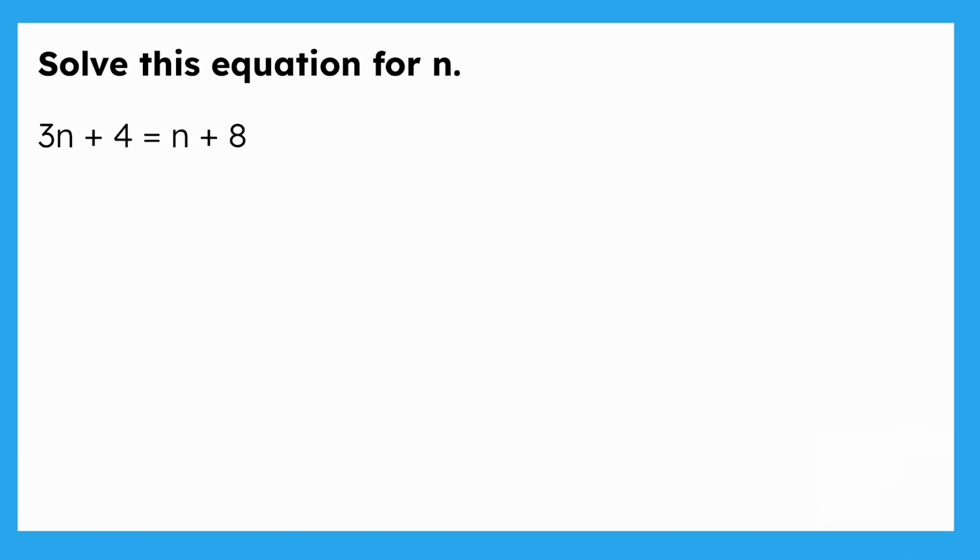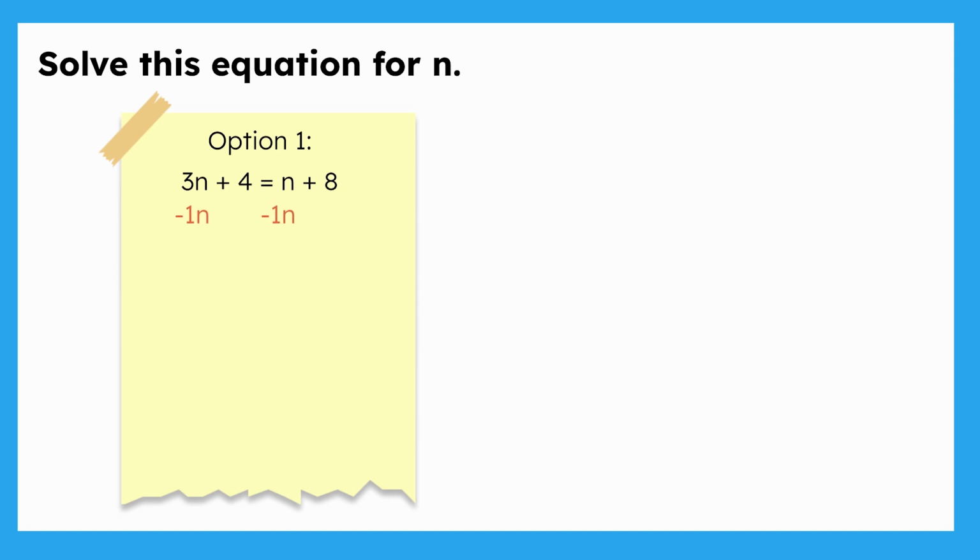Remember, since we can do anything we want to an equation as long as we do it to both sides, there are multiple paths to the correct solution. I will show you 2 of those options here. First, you could have subtracted 1n from both sides to cancel 1n on the right. 3n minus 1n gives us 2n plus 4 on the left, equal to 8 on the right. To solve for n, subtract 4 from both sides, giving us 2n equals 4. Divide both sides by 2, and we get a solution of n equals 2.